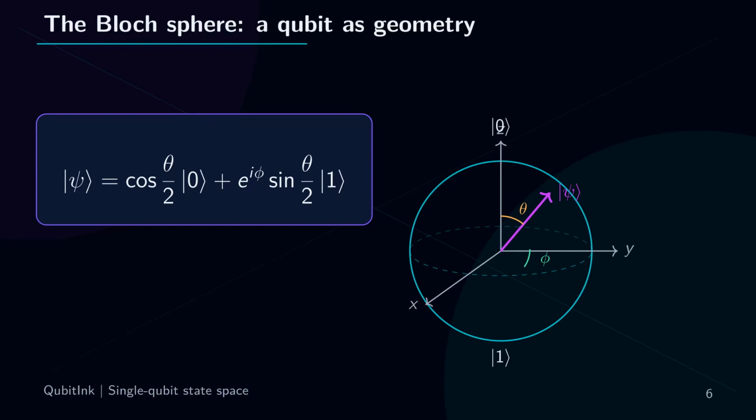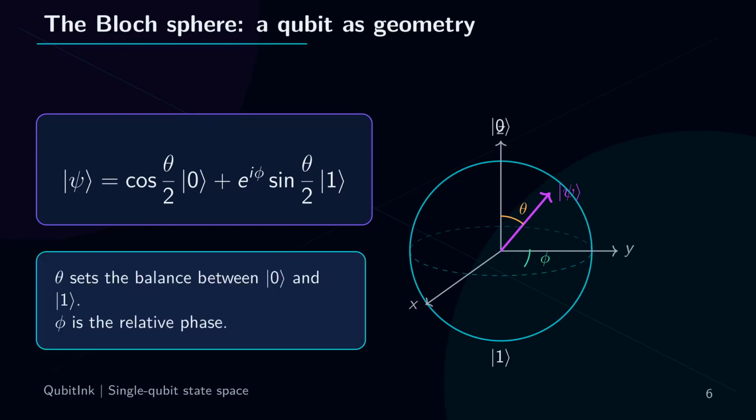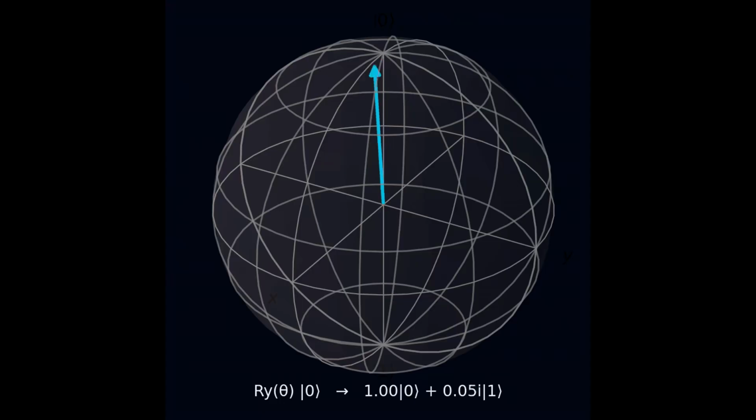The Bloch sphere gives a geometric picture of one qubit. The angle theta controls the balance between ket 0 and ket 1. The angle phi is the relative phase. This phase is not a decoration. It affects later interference. One qubit can be visualized nicely this way. But this picture does not scale simply to many qubits. That is already a warning. Single qubit quantum mechanics is geometric and elegant. Many qubit quantum mechanics becomes much larger than ordinary intuition expects.